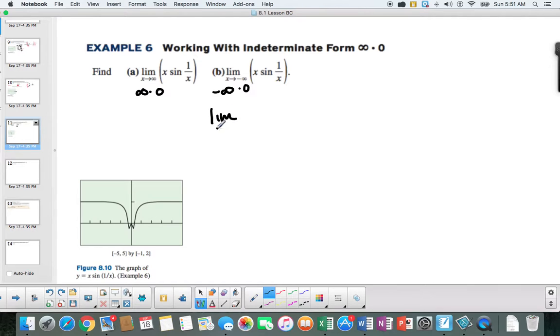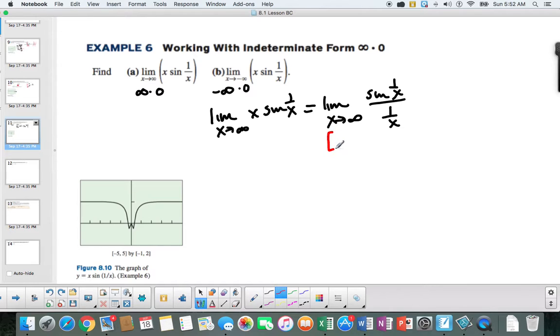Well, the limit as x approaches infinity of x sine of 1 over x, we can rewrite this way. So this is the same as this. Now, what's the advantage? The advantage is now this is going to be 0, and this is going to be 0. So now we can just approach it the way we do L'Hopital's rule and take the derivative of the numerator and the derivative of the denominator.